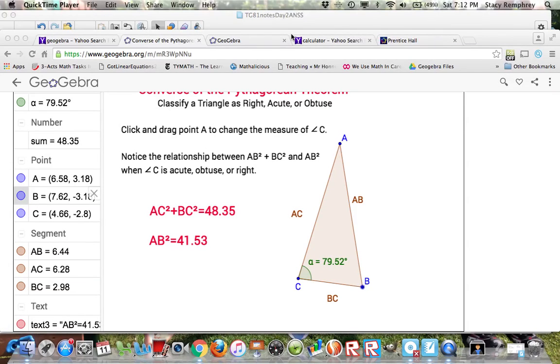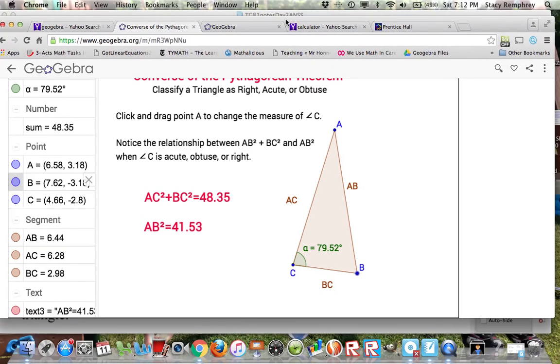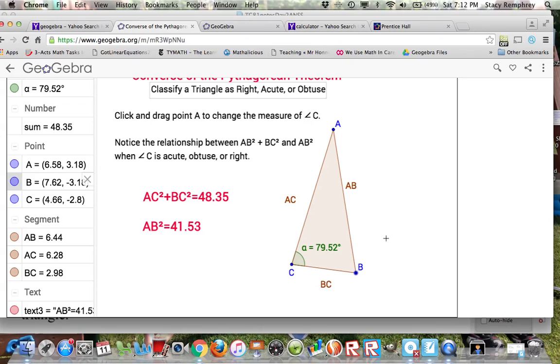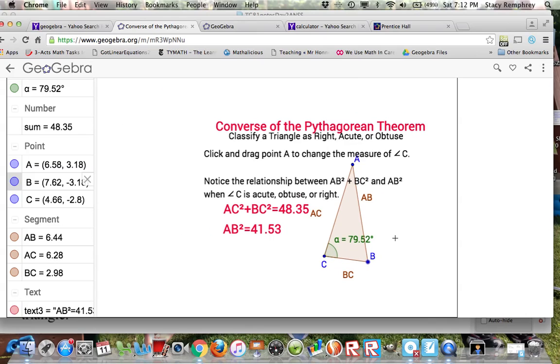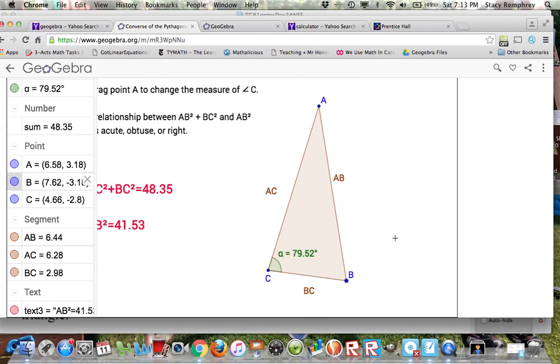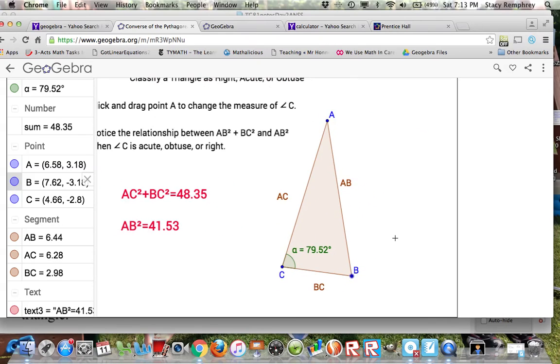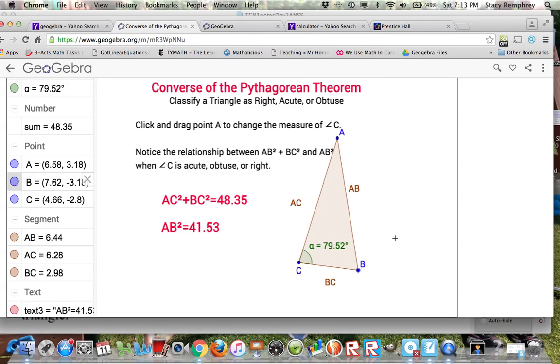Going to look at is the converse of the Pythagorean theorem. So yesterday you did the Pythagorean theorem. You learned that if something was a right triangle, then a squared plus b squared equals c squared. And now we're going to look at the opposite of that. So now we take the hypothesis and switch it with the conclusion. We learned that earlier this year.